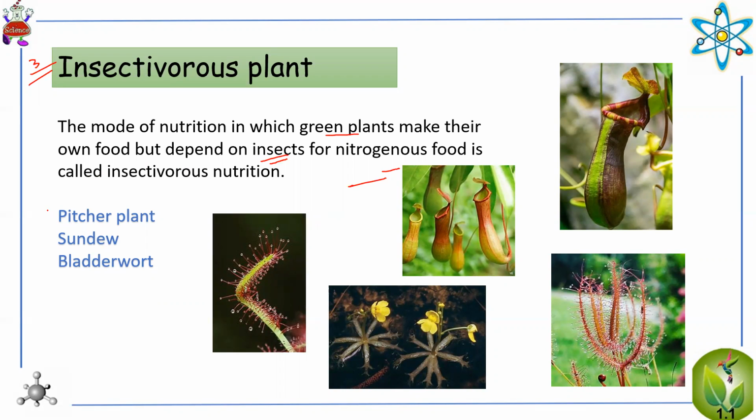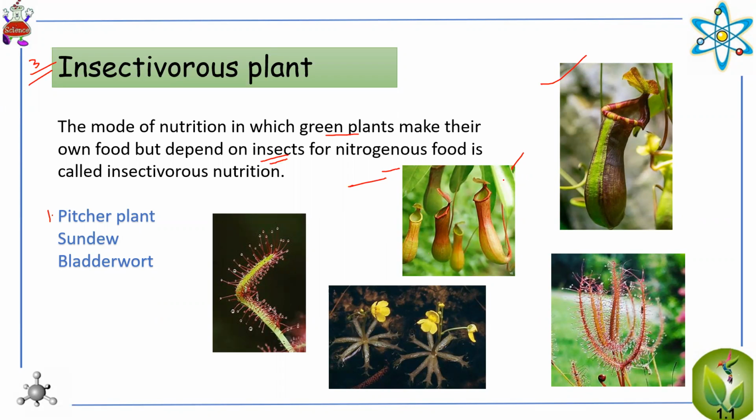So the pitcher plant. This is the pitcher plant. If you search on Google, you will find many pitcher plants with completely red color, some with both red and green color, and some completely green. They are different colors, but mostly red and green, just like you can see in this picture. And see, it eats the insect. The insects sit on this and then it catches the insect.